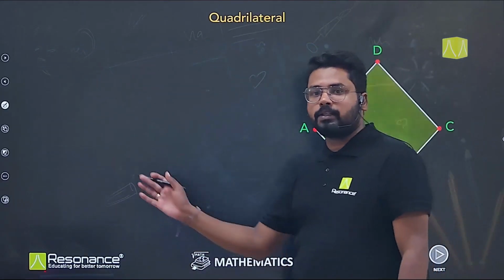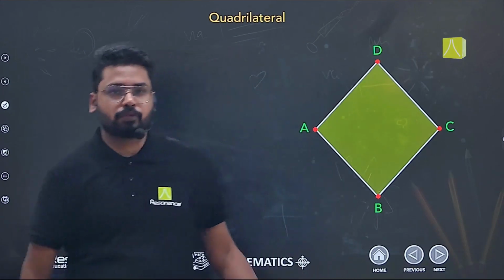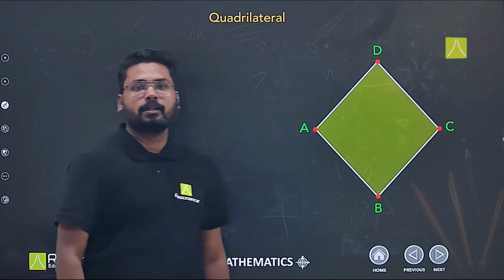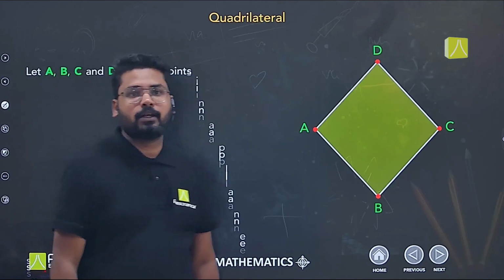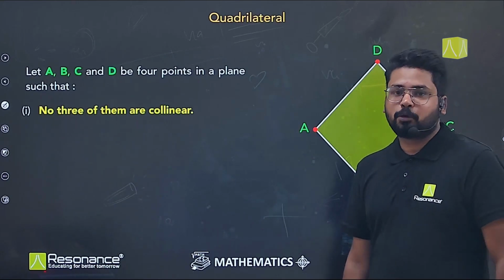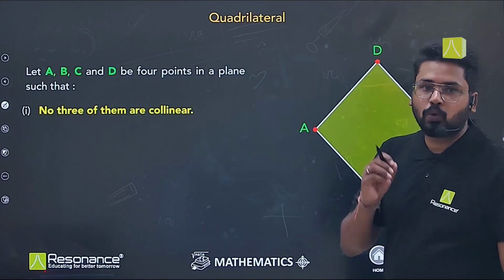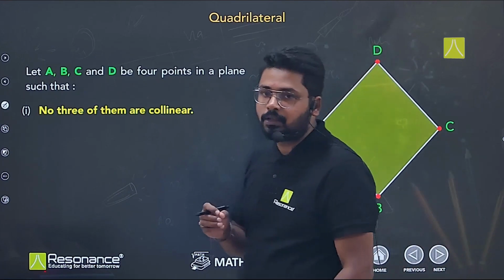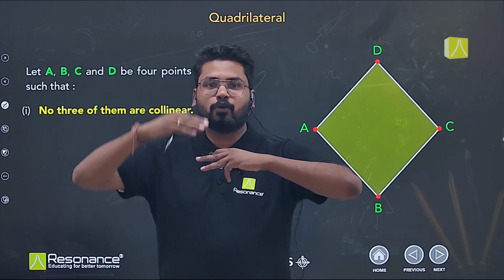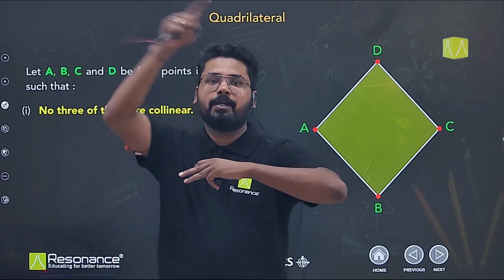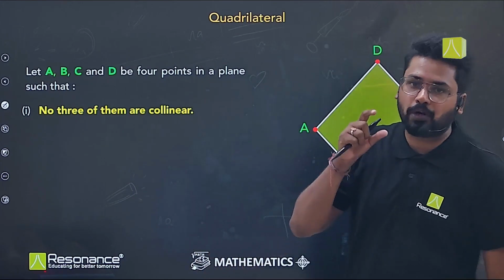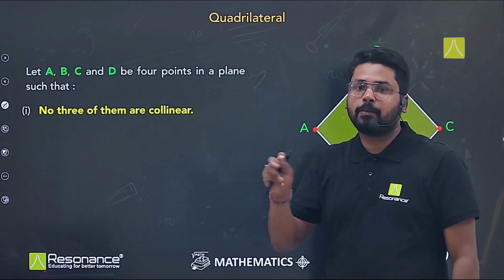We have studied the examples. This is also a quadrilateral. Here we have labeled it A, B, C, D. These are 4 points A, B, C, D of a quadrilateral. Let A, B, C, D be 4 points in a plane such that, first and most important property, no 3 of them are collinear. Collinear means the points lie in a straight line. If 3 points lie on the same line, the 4th point will be here or here, so it will become a triangle, not a quadrilateral. So we have to make sure that no 3 of them are collinear.